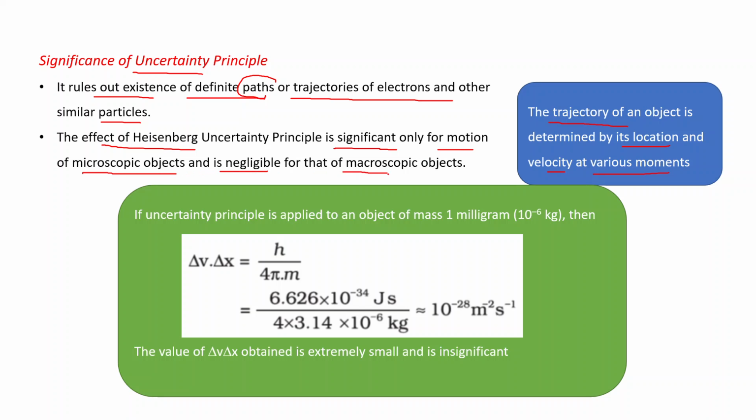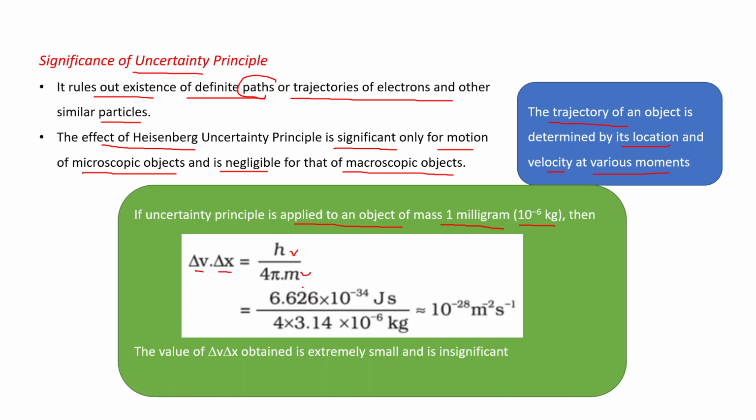The second point is that the effect of the Heisenberg uncertainty principle is significant only for the motion of microscopic objects and is negligible for that of macroscopic objects. Again, it can be explained using one problem. If the uncertainty principle is applied to an object of mass 1 milligram, that is 10 to the power minus 6 kilogram, then the product of the uncertainty in velocity and position we can find out. This is h by 4 pi m.